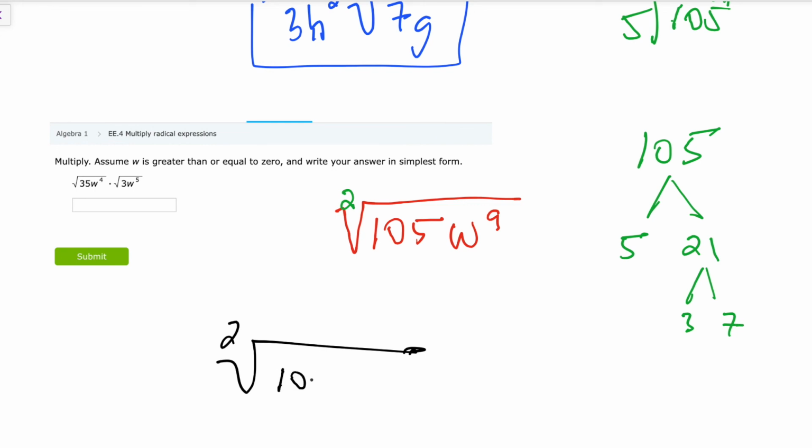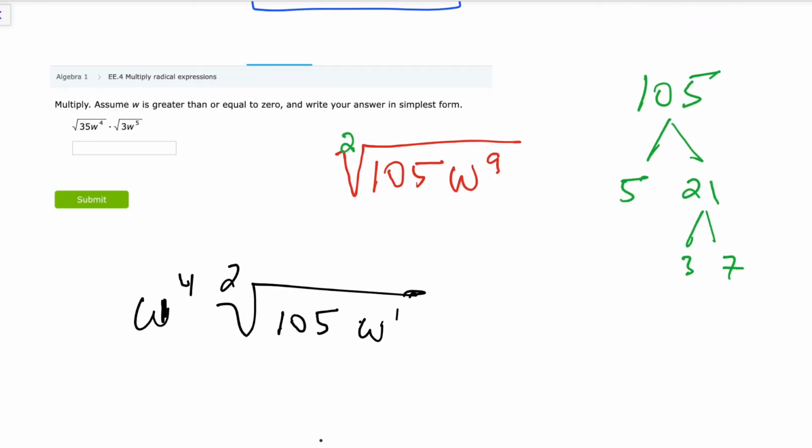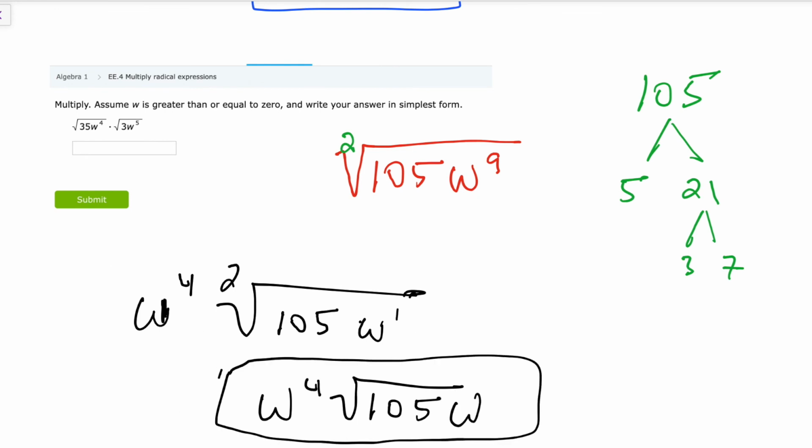All right, so just 105, right? Oh yeah, we can't do anything with it. All right, so then now what? Now we work with our w's. So we do 9 divided by 2, which is 4 with a remainder of 1. So that means we have w to the 4 right here, and w to the 1 right here. Good. All right, so then we have w to the 4th, and then square root. You don't need the 2 over there, and you have 105 w.